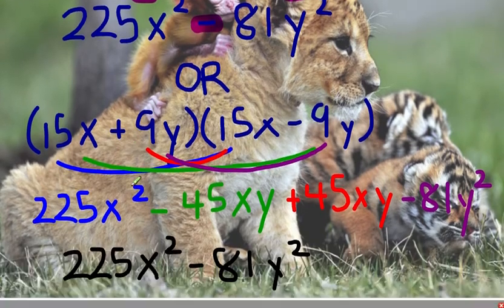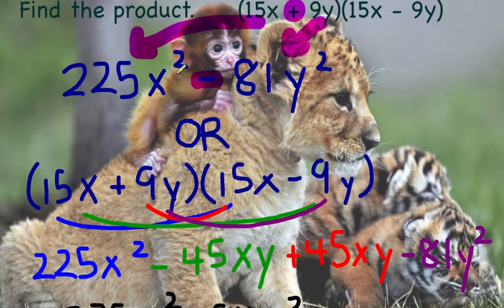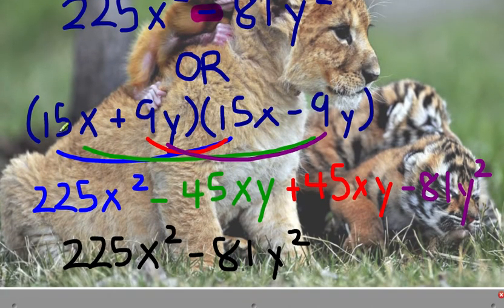In case you have some extra time on the test and you know that this is true, but maybe you just want to check your math and double check, we have 15x times 15x to give us 225x squared, and then 15x times negative 9y will give us negative 45xy. And then when we do our inner terms, which is in red, we're going to get 9y times 15x, which is going to give us positive 45xy.